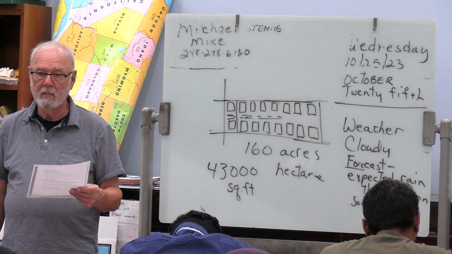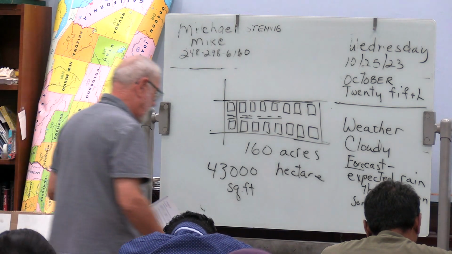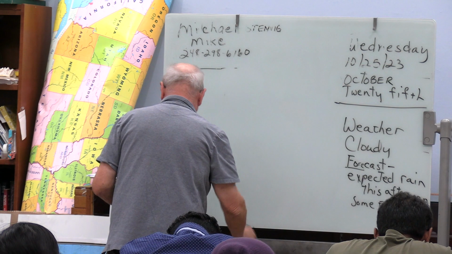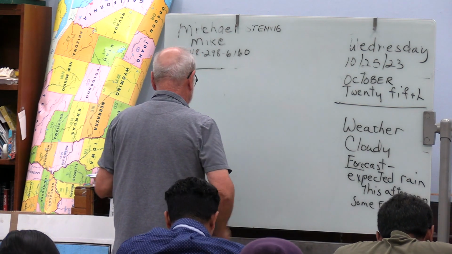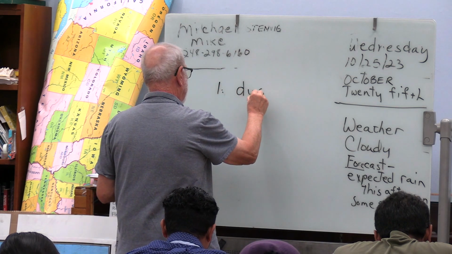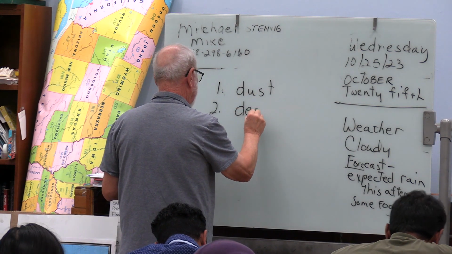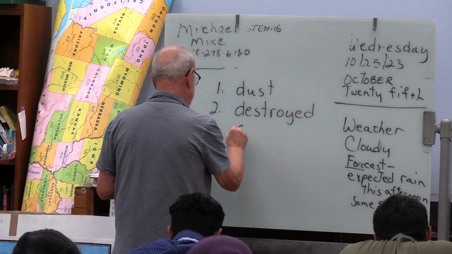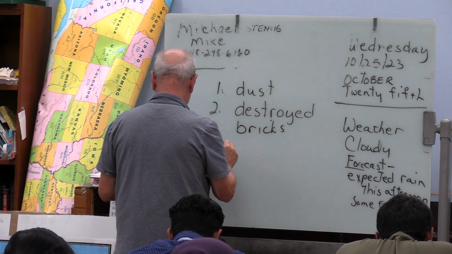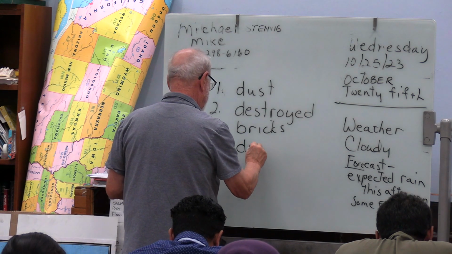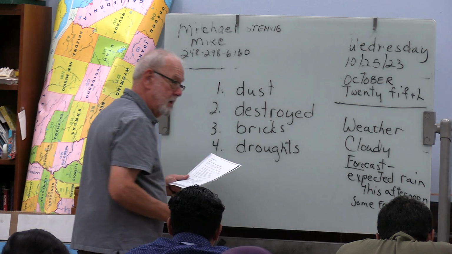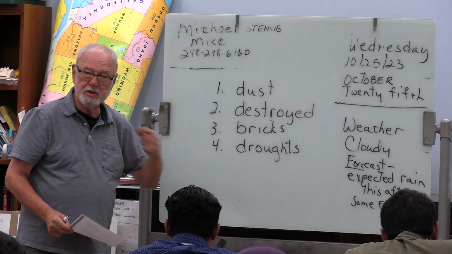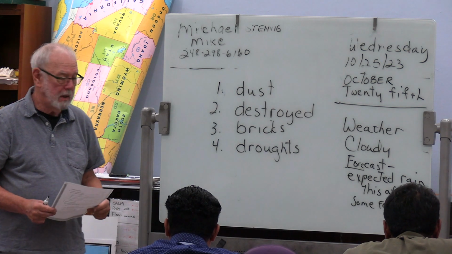Long periods of dry weather caused droughts. Droughts. See that? The GH is silent. Droughts. Next one.